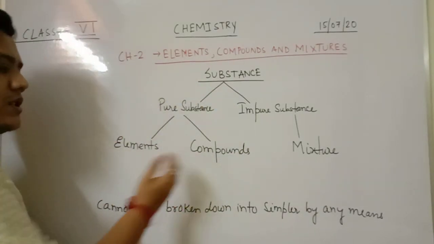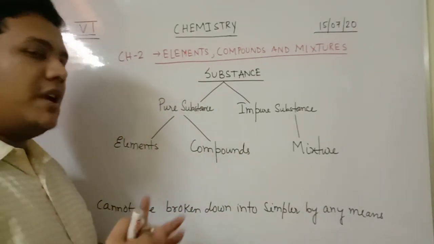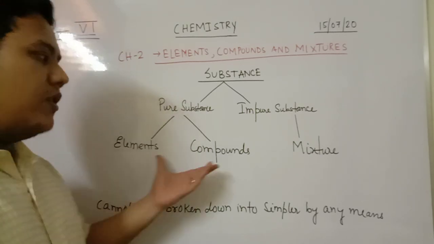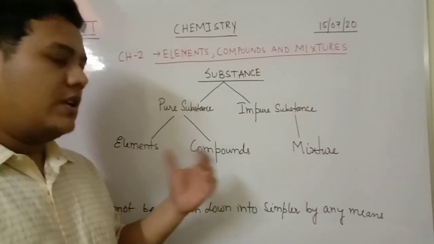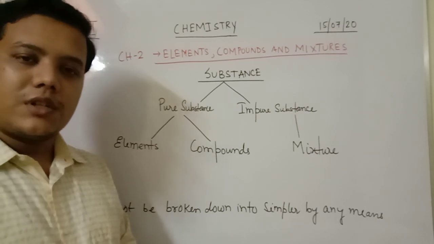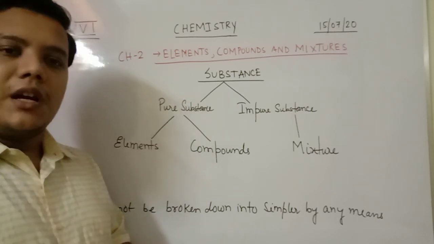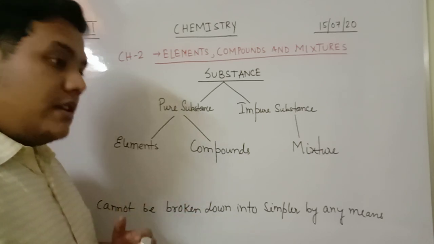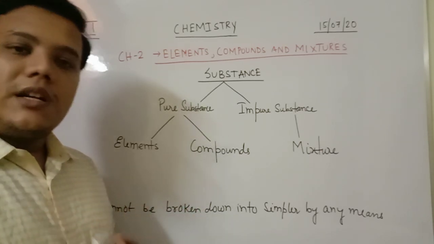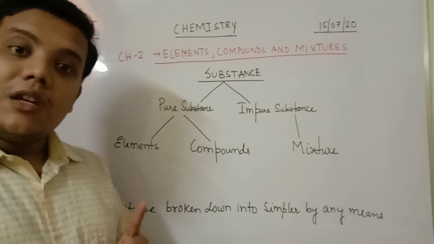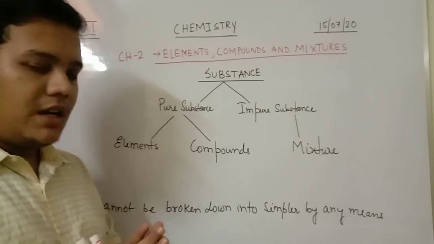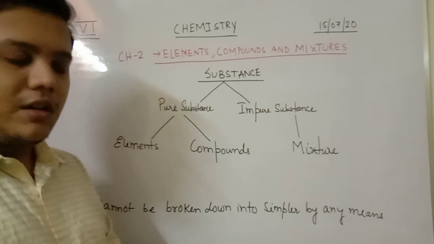So what are compounds? Now compounds are made up of elements. We need elements to form a compound. So let us know the definition of compound first. Compounds are made up of two or more elements and they can only be divided into simpler forms by chemical means. They cannot be divided by physical means, but they can be divided by chemical means.